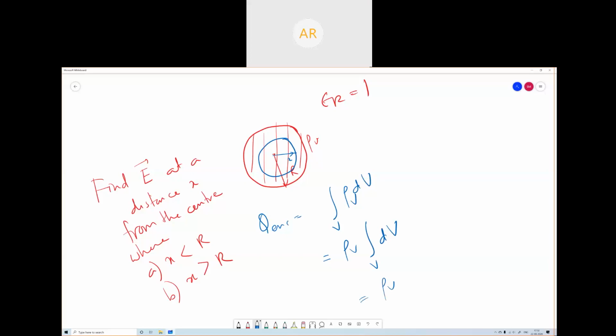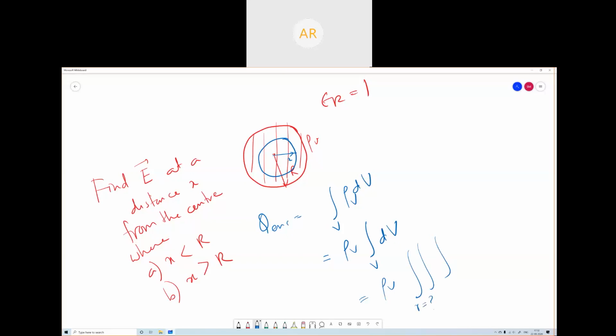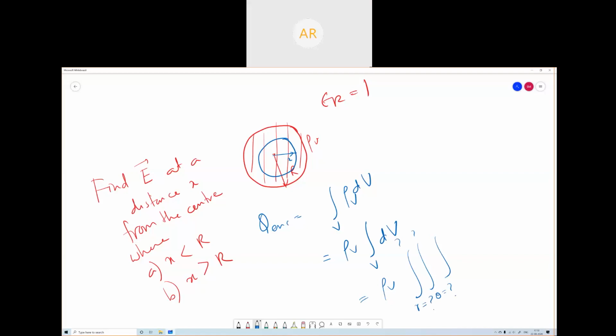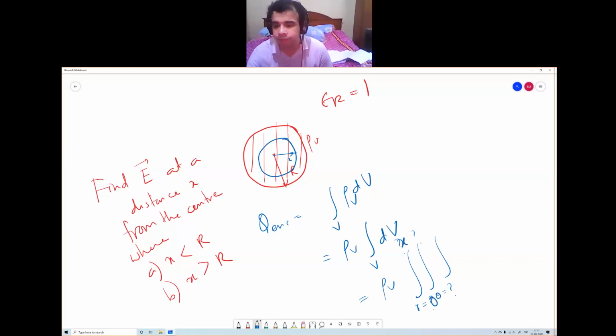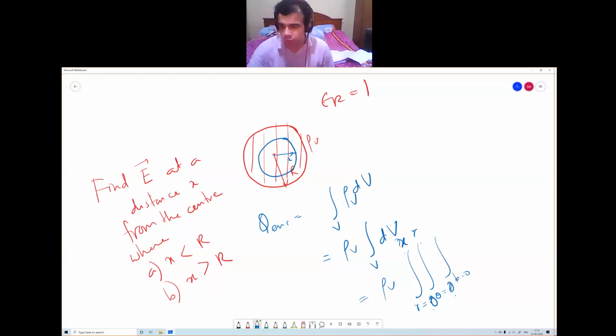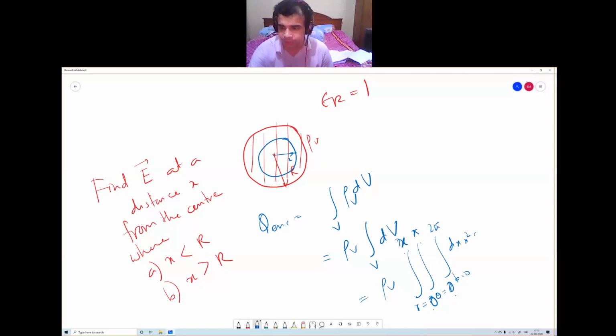Now what will be the limits of dv? r will be from 0 to x. Theta will be from 0 to pi. Theta cannot be more than pi; we discussed it in the class. And phi will be 0 to 2 pi. So dv is x square sine theta dx d theta d phi. If you do this integration, you will get 4 by 3 pi x cubed.